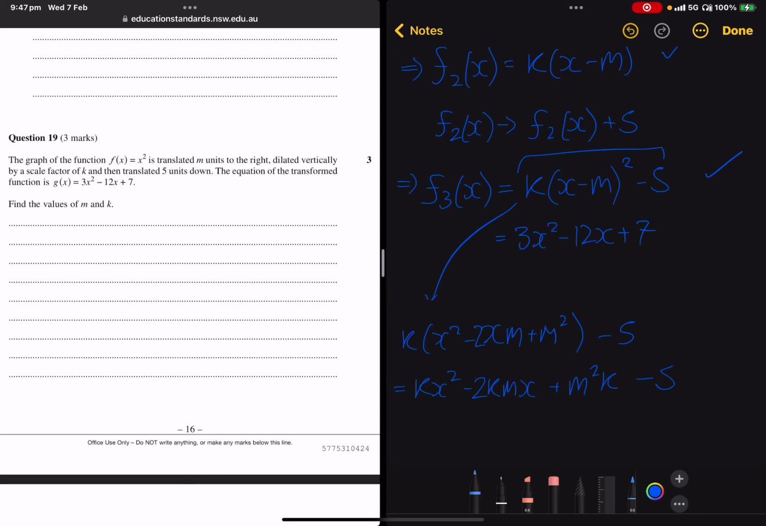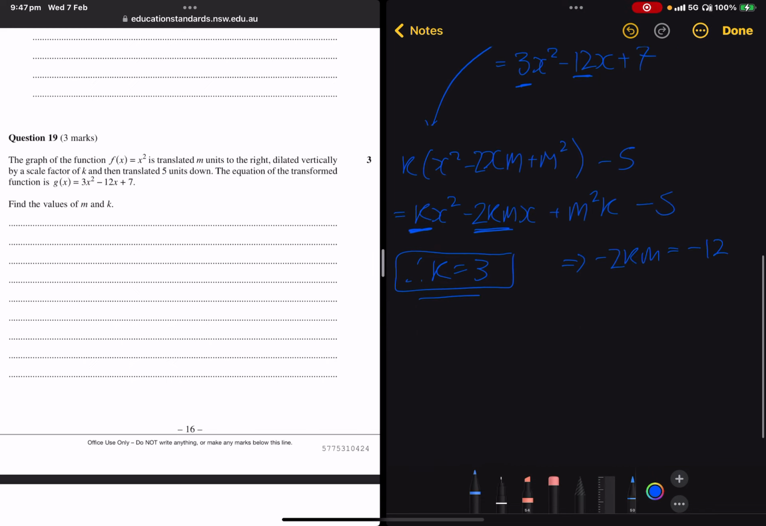So we know k, the number in front of the x squared, has to be 3. Therefore k has to be equal to 3. We also have the number in front of the x has to be equal to minus 12. So this tells us minus 2km has to be equal to minus 12. We've just worked out k has to be 3. So this tells us minus 6m is equal to minus 12. Divide both sides by minus 6. This tells us that m has to be equal to 2.